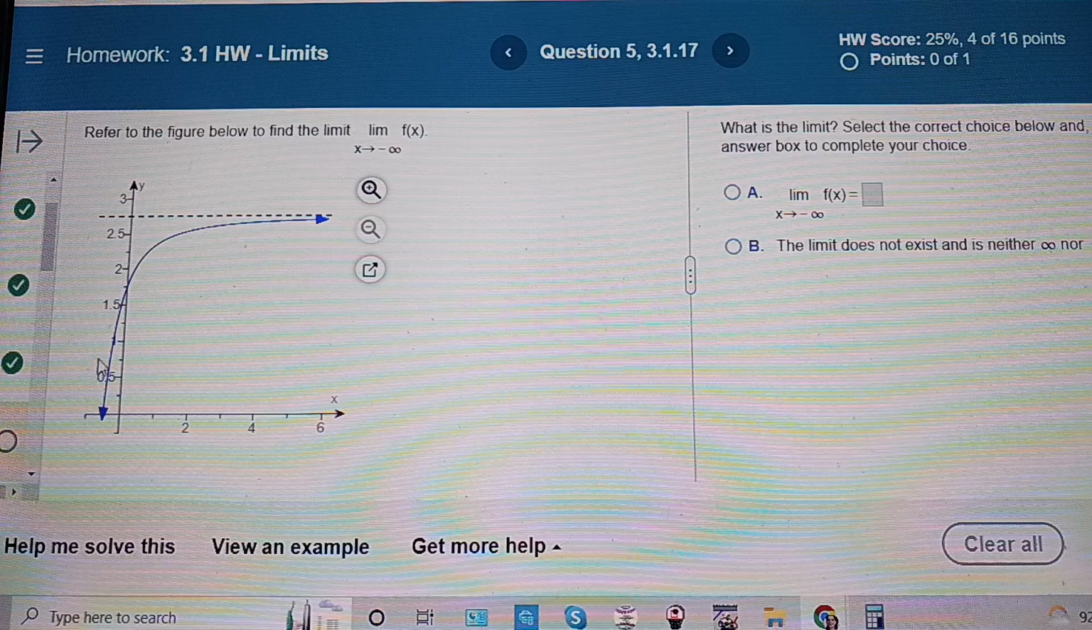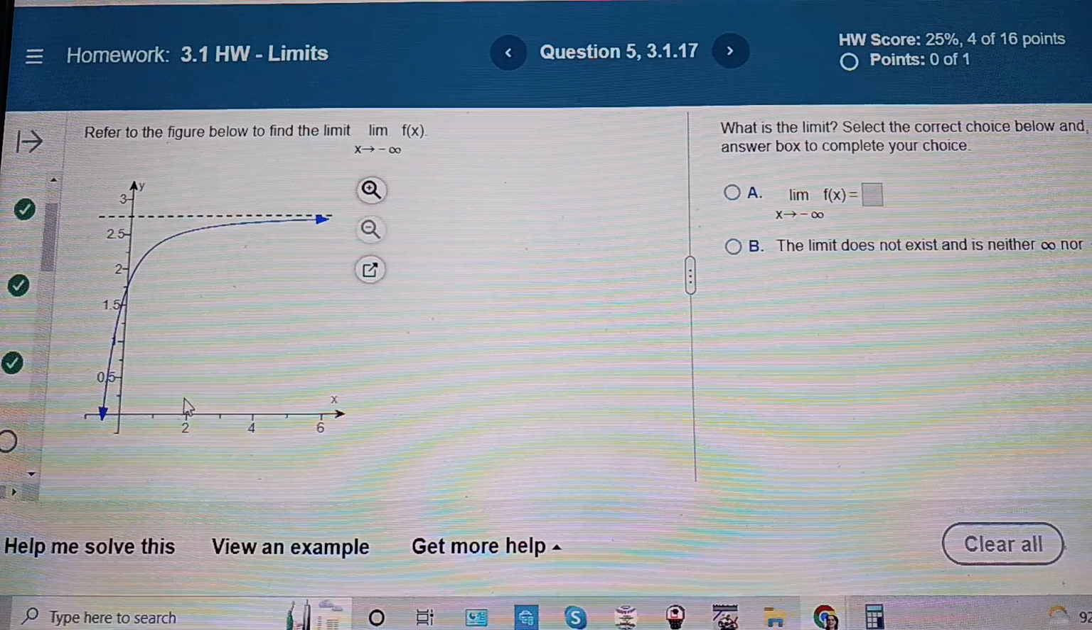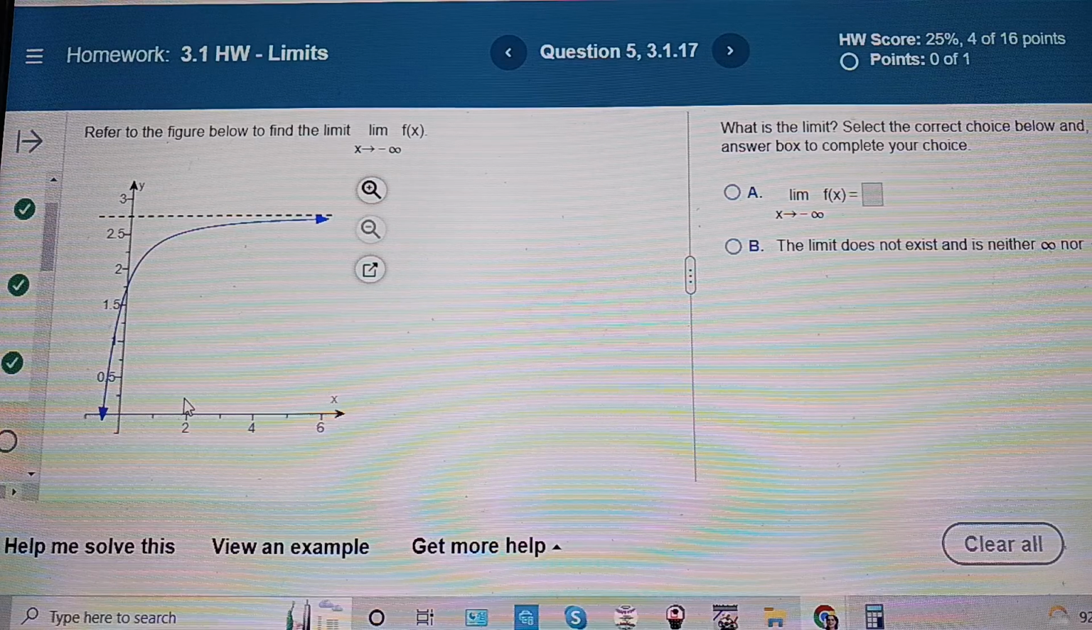A horizontal asymptote is where the graph levels off as you go way out to either infinity or negative infinity. So if it levels off like this graph out at positive infinity, then the limit as x approaches positive infinity would be whatever this horizontal asymptote is, which I guess is 2.75. But if you go way out to negative infinity, this graph's mostly going downward. So that just means it's going to continue downward forever.